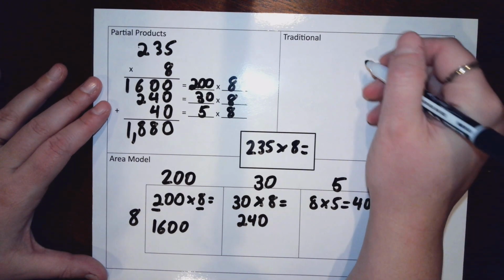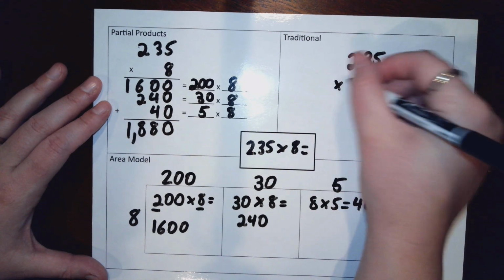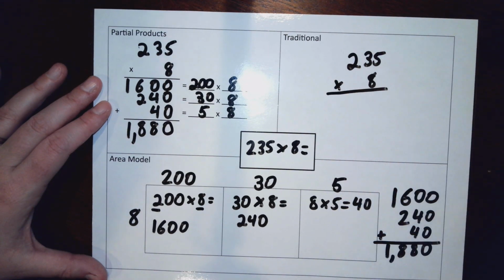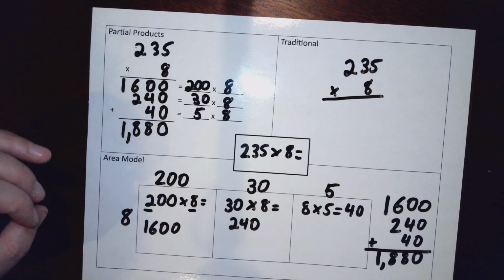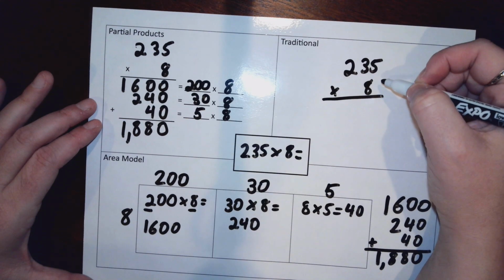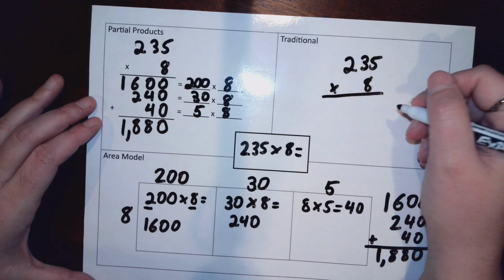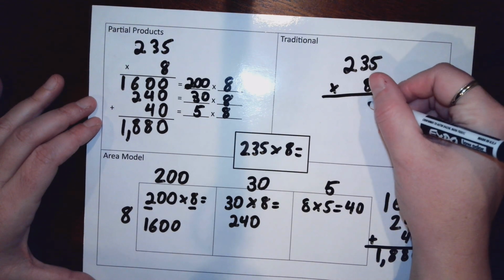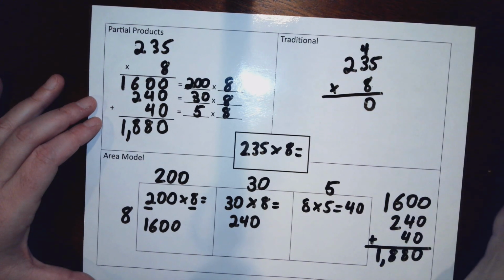Now I'm going to focus on the traditional. So I'm going to do 235 times 8. Okay? Now remember with traditional, we are going to start with our ones because you may have to bring over tens or bring over hundreds or bring over thousands. So you have to start in that one place in order to be able to do that. So I have 8 times 5, which is 40. Well, 40 is made up of 4 tens and 0 ones, so I'm going to leave my 0 for my ones down here, and I'm going to bring my 4 tens up.